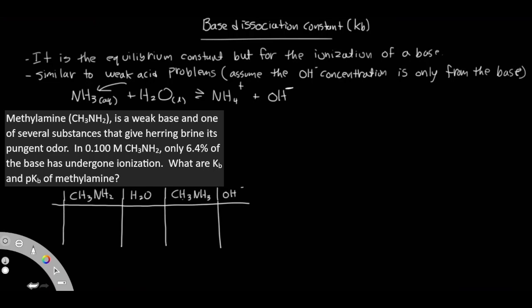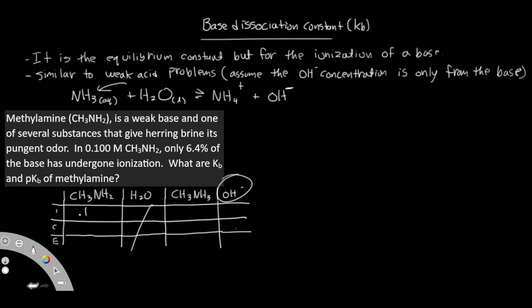And as you can see, we are ready to create our little ICE table. So we're just going to put our ICEs over here. It says in the question that we have 0.1 of our methylamine, so I'm going to put it here initially. All of these are going to remain constant for the water, similar to how we've been working with the acids. But what does it say? Only 6.4% of this base has undergone ionization, which means that this value we have to divide by 100. So that's going to give us 0.064. So 0.064 of this value is going to end up where our hydroxide concentration is going to be at the very end at equilibrium. So it's going to be somewhere down here.